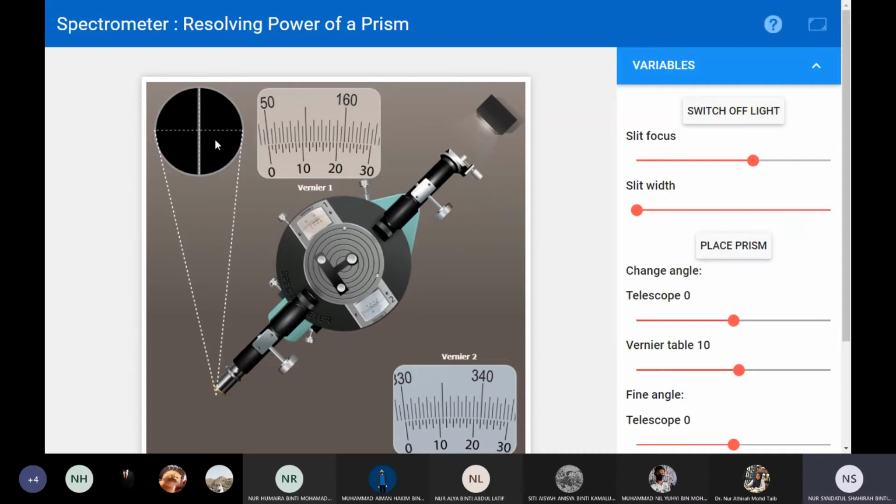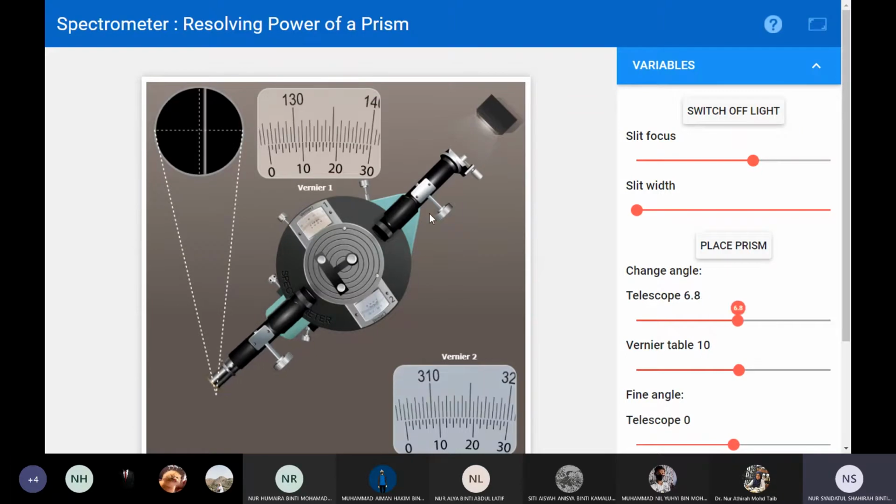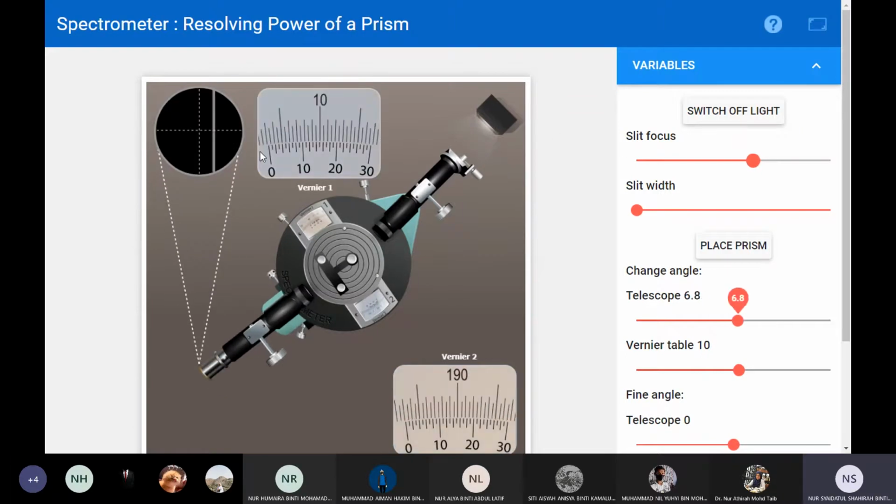Then we can move on to focus the slit. Some tips here. You can move the slit. You can shift away the slit from the cross wire so that we can have a best slit here. So we can adjust much better without the cross wire and the slit width like this.